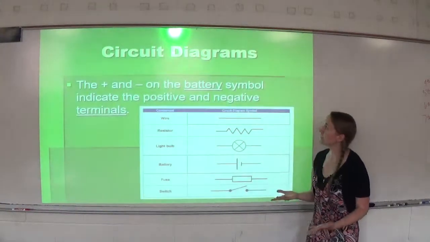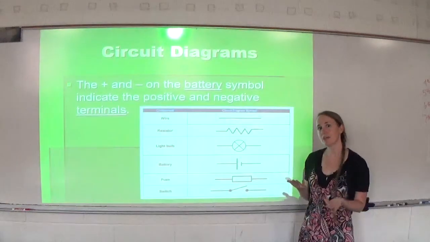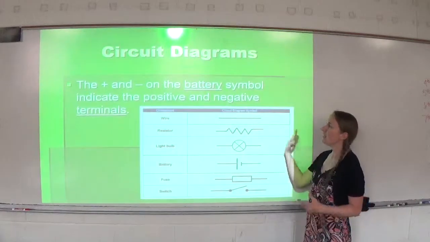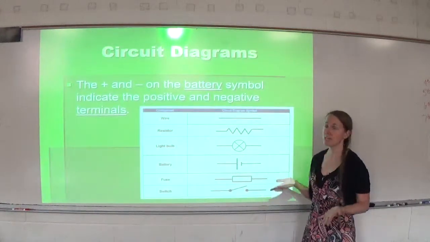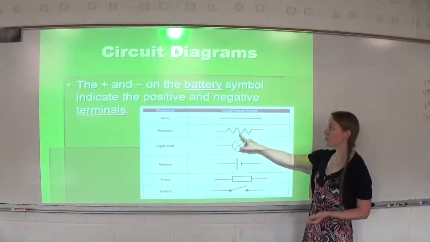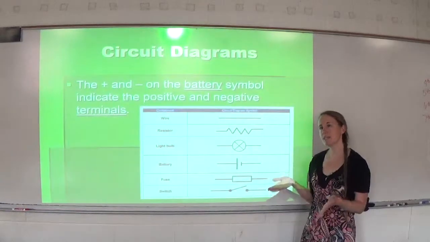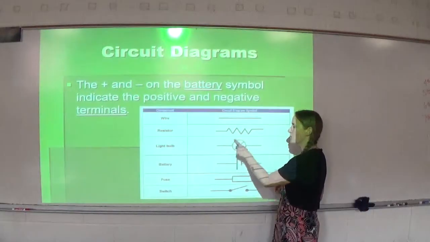The positive and negative on the battery symbol indicate the positive and negative terminals. If you've ever looked at a battery and seen the little plus and minus, it's represented by that same notation on a circuit diagram. A wire is just a straight line. A resistor is usually drawn as a zigzag line. A light bulb, sometimes you'll see an actual light bulb, sometimes you'll see a circle with an X.